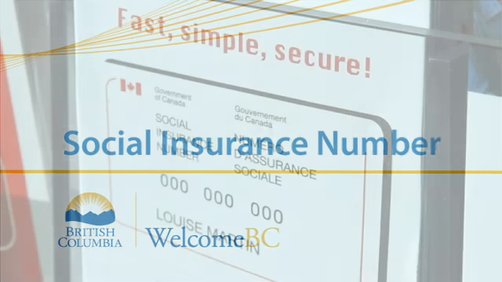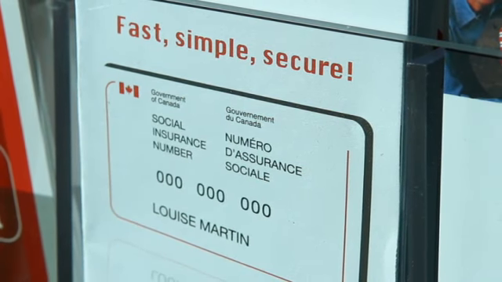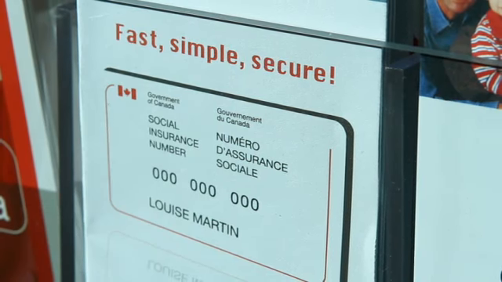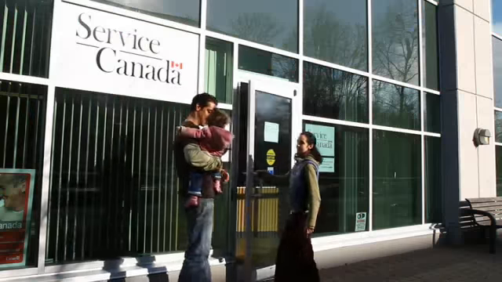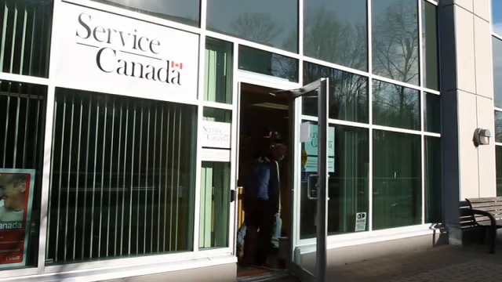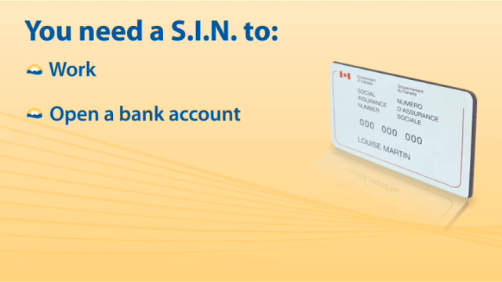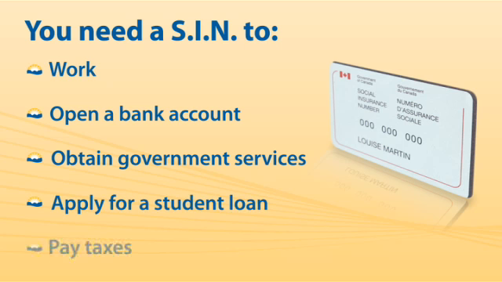A social insurance number, or S.I.N, is a 9-digit unique number issued by the Government of Canada to citizens, permanent residents, temporary residents, and students. You should apply for a S.I.N as soon as possible after arriving in Canada. You need to have a S.I.N to work, open a bank account, obtain government services, apply for a student loan, and pay taxes.